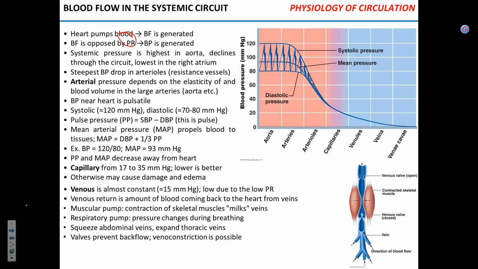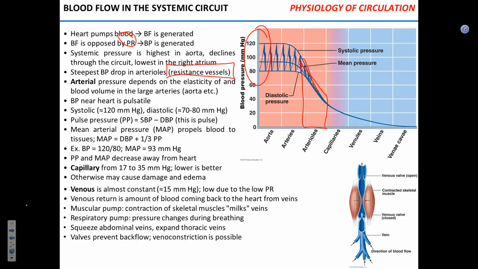So highest pressure will be observed in the aorta, and then it starts to decline. The steepest drop of the pressure happens in the arterioles. So arterioles are often called resistance vessels. And regulatory mechanisms that actually alter the blood pressure in the system, they mostly work in the arterioles. So these are the critical regulatory points.